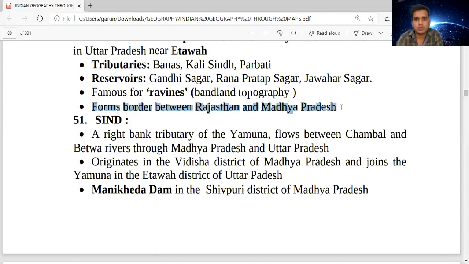It forms the border between Rajasthan and Madhya Pradesh.